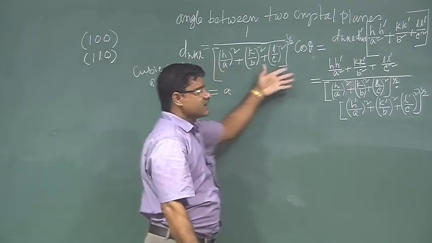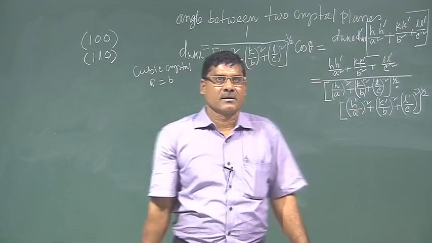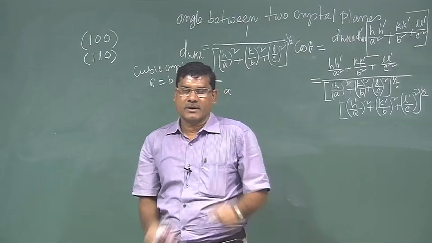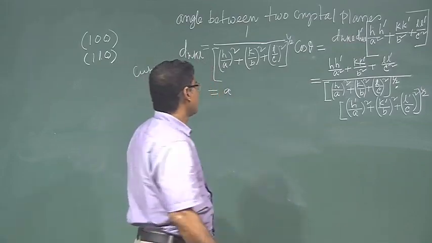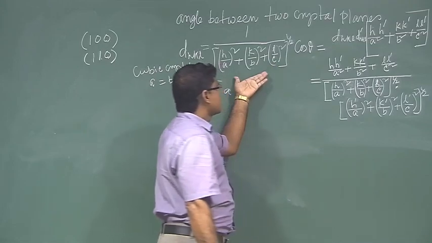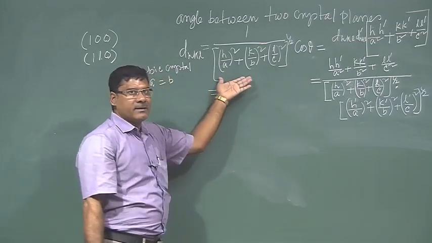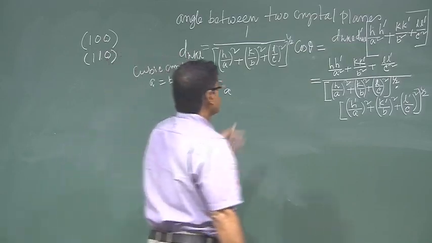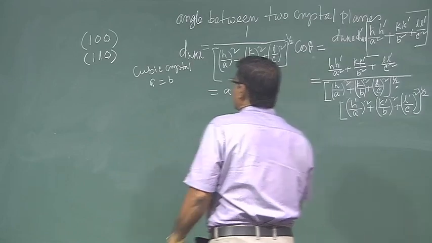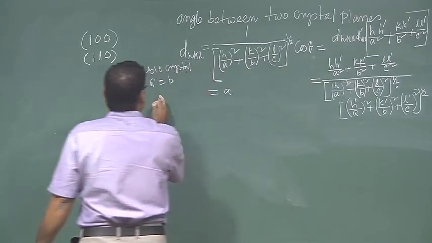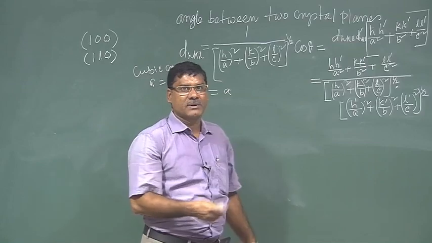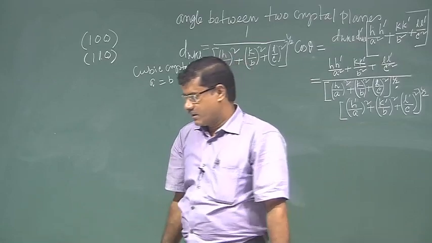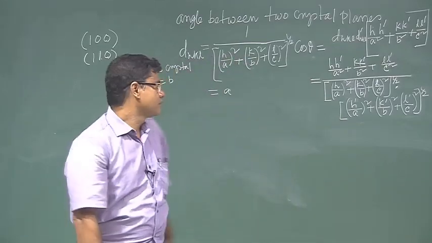Here, as I mentioned, these relations are valid for the orthogonal system, where the axes are mutually perpendicular to each other. Basically the cubic, tetragonal and orthorhombic systems, so these relations are valid. The simplest one is cubic. In case of cubic, most of the examples we will give in terms of a cubic crystal, whether I mention it or not.